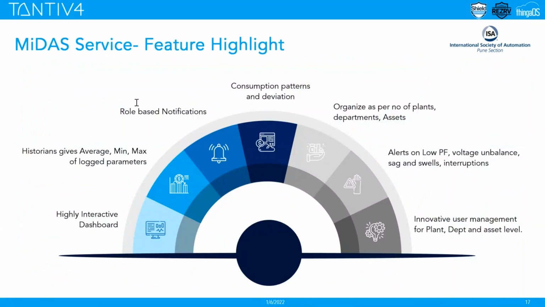So the power of MiDAS is in its highly interactive dashboard, where you can analyze the parameters using different tools. It has a powerful historian where average, mean, max, and all parameters are maintained so that every small issue gets logged. You can better organize your assets as per plants and departments, and calculate the overall plant consumption, and give incentives for low power consumption to given departments. You also get effective workflow management with different profiles of users.